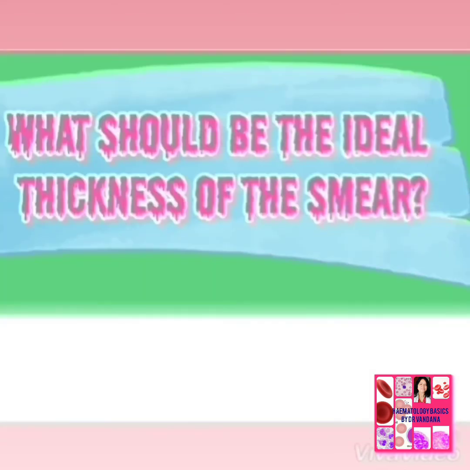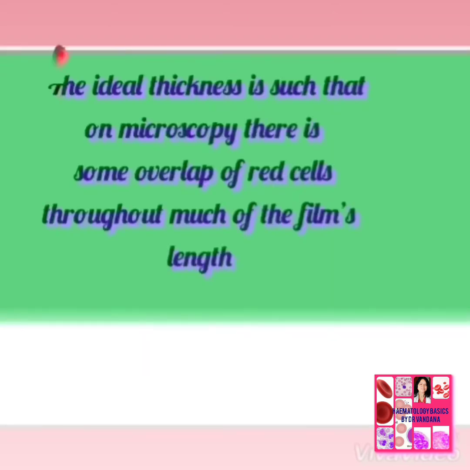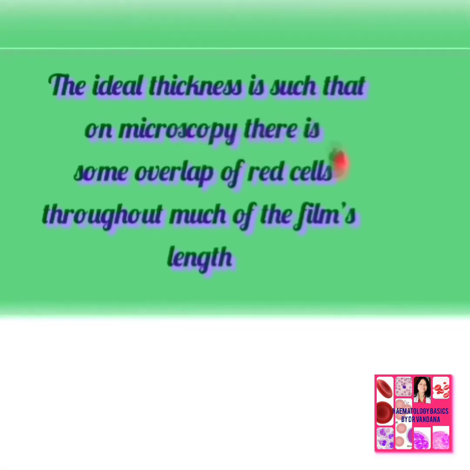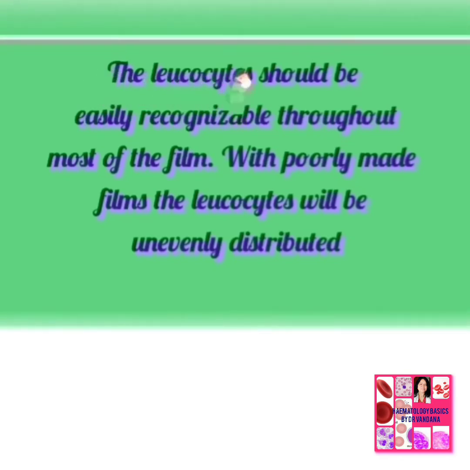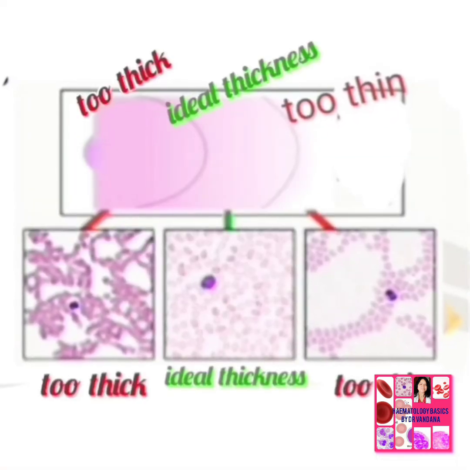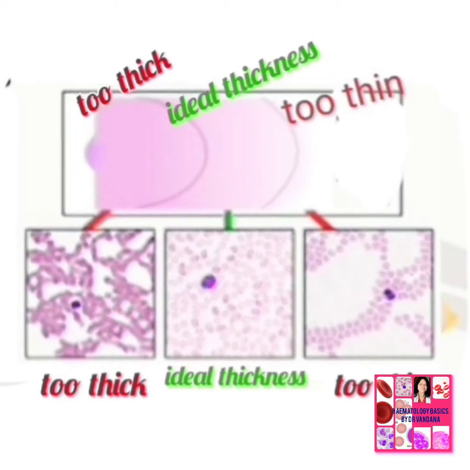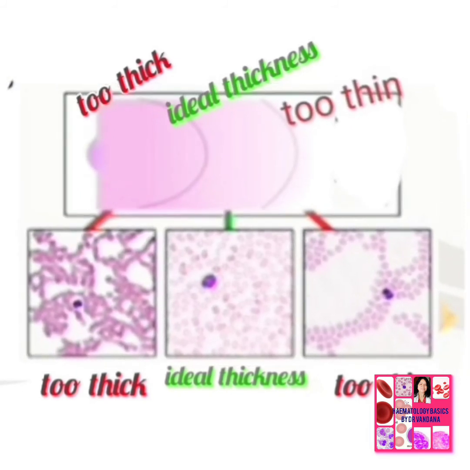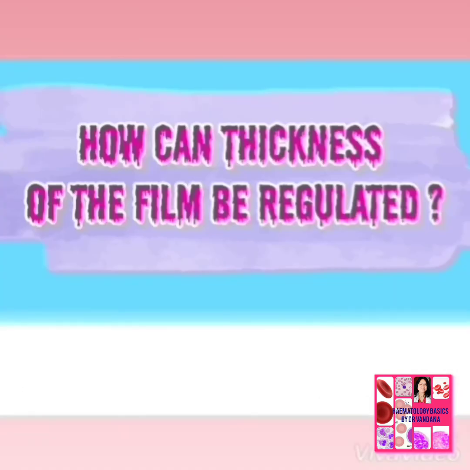So, what should be the ideal thickness of the smear? The ideal thickness is such that on microscopy there is some overlap of red cells throughout much of the film's length. The leukocytes should be easily recognizable throughout most of the film. With poorly made films, the leukocytes will be unevenly distributed, with monocytes and other large leukocytes being pushed to the end and the sides of the spread. An irregular streaky film will occur if the slide is greasy, and if there is dust on the surface, it will cause patchiness. All parts of the smear are examined, however, the monolayer is the area where the cells are examined in close detail.